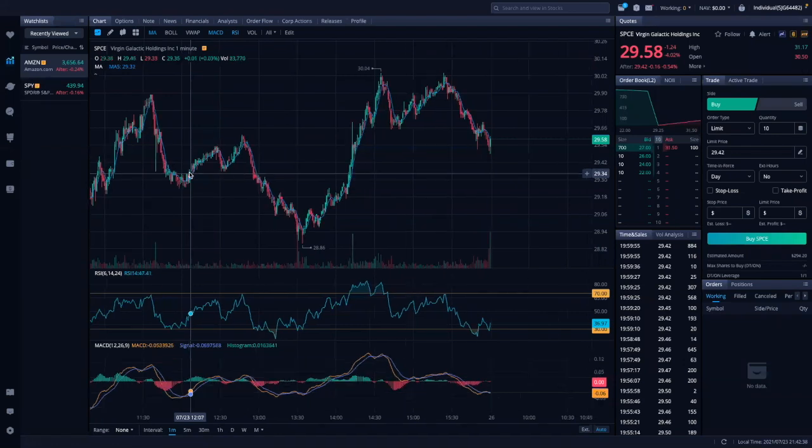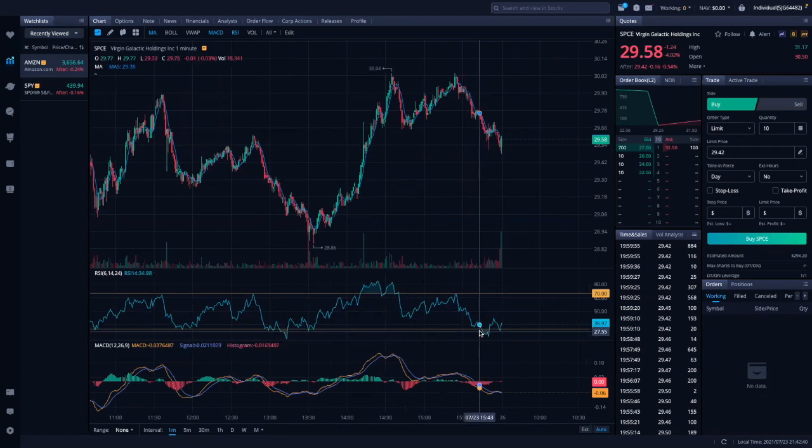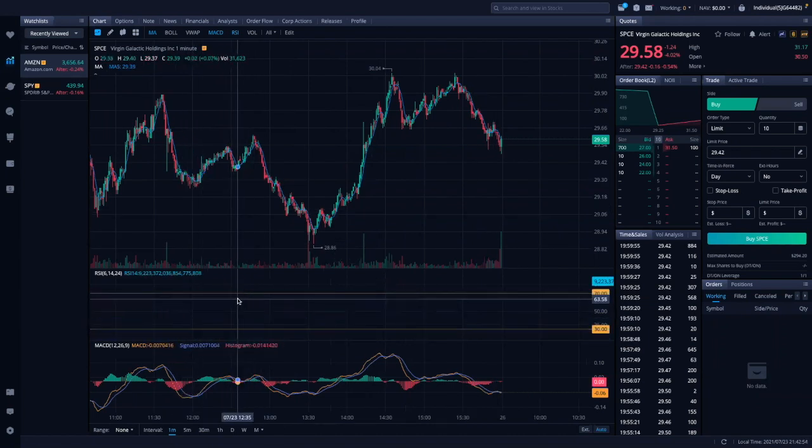And what I mean by break support is right down here. You see over here, it broke support. This bottom line is the support for the RSI. It broke it, but then it went back above it. However, if you were to purchase here and you were to sell here, you would have made a profit. I don't know why the RSI keeps disappearing on me, but if you were to purchase here and sell here, you would have made a profit.